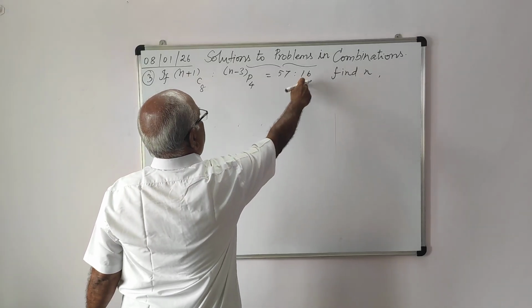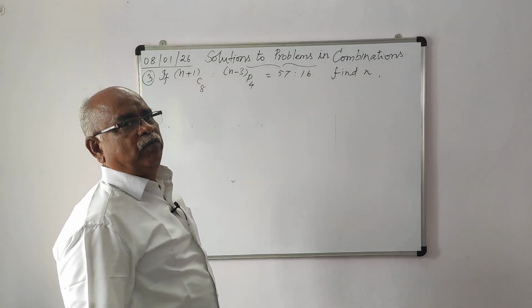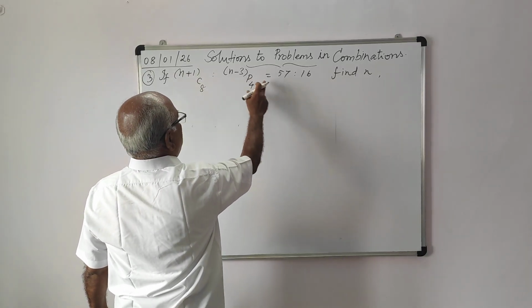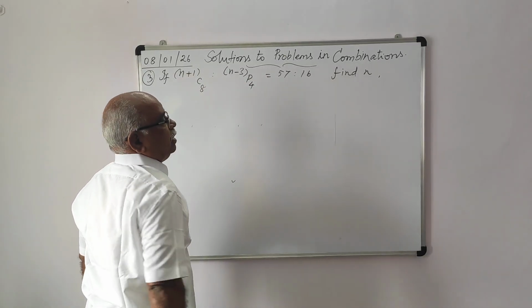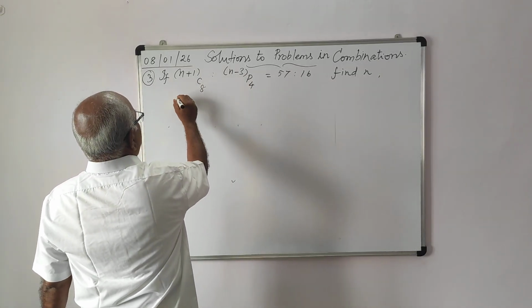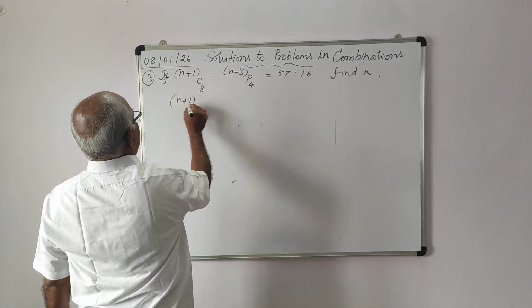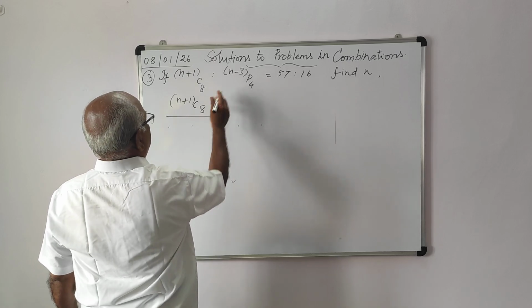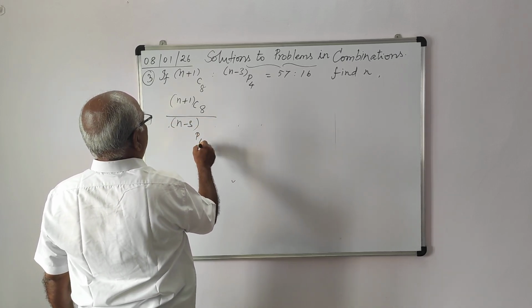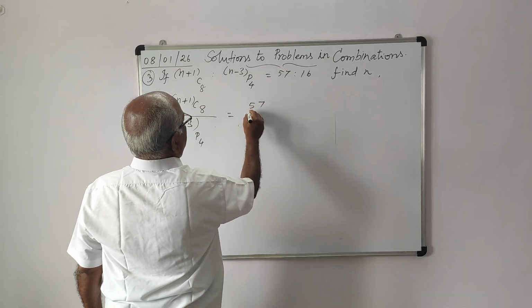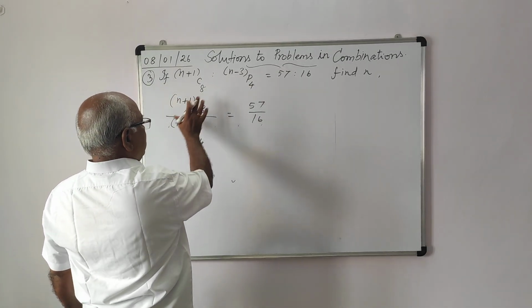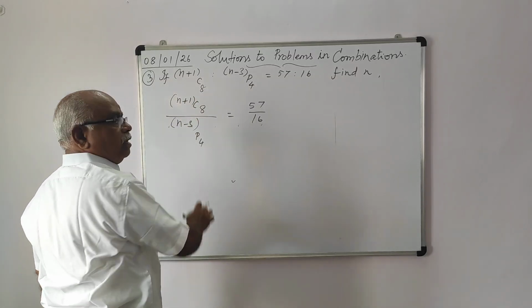Find the value of n. It's a ratio problem. A is to B equal to C is to D. You know from this ratio, (n+1)C8 divided by (n-3)P4 equals 57 by 16. By the ratio symbol, these two can be expressed like this.